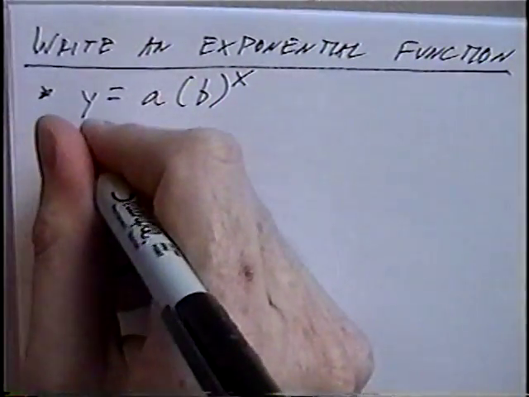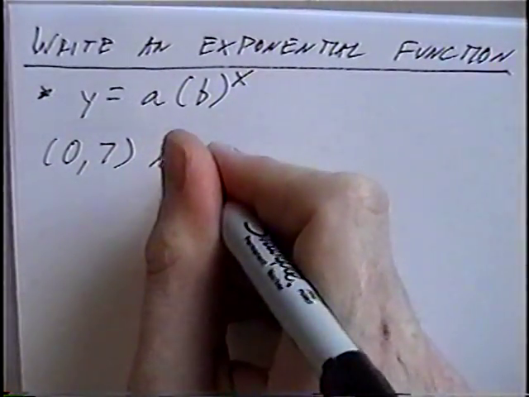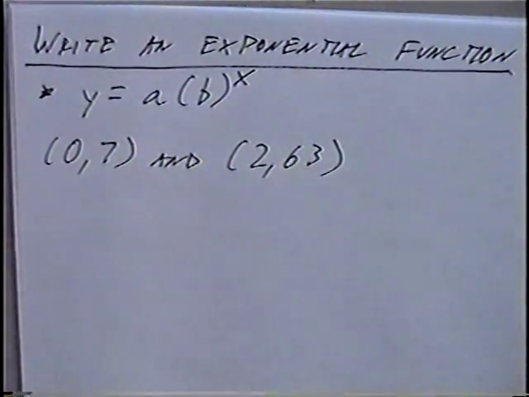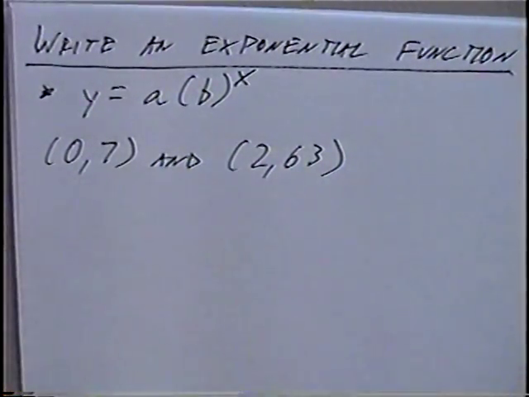The first problem will have 2 points, (0, 7) and (2, 63). Again, using these 2 points, we want to find an equation, an exponential function that passes through both of these points.